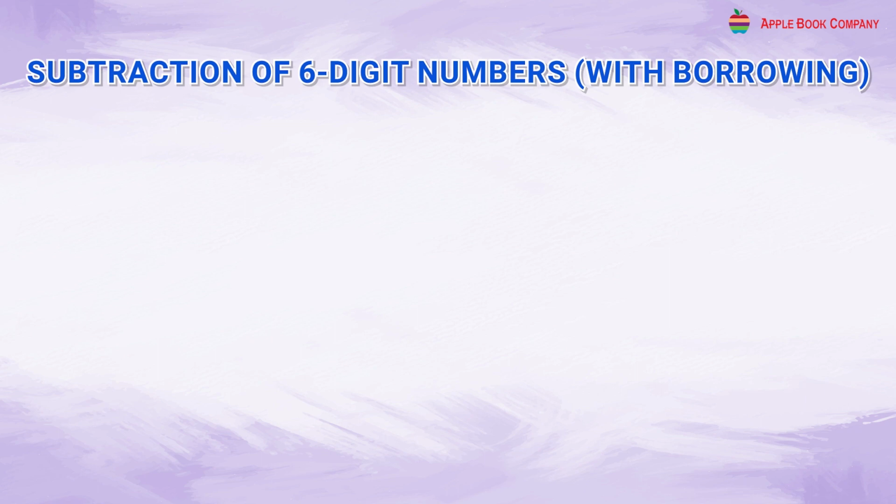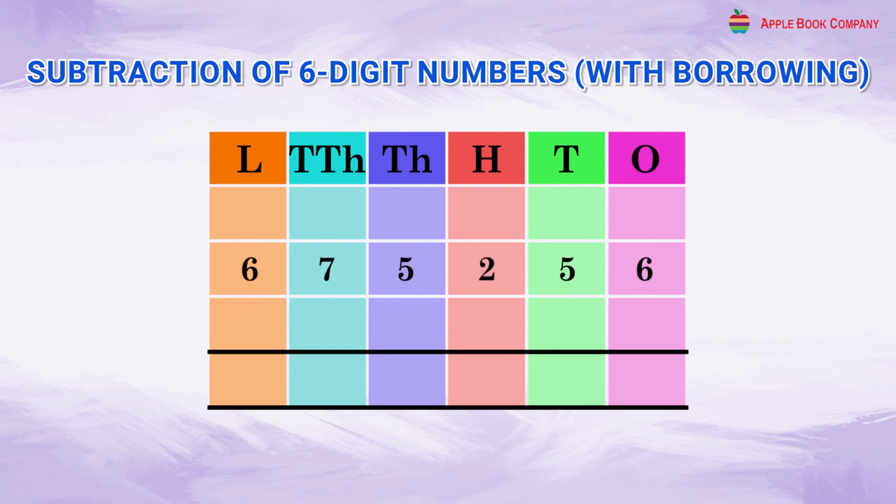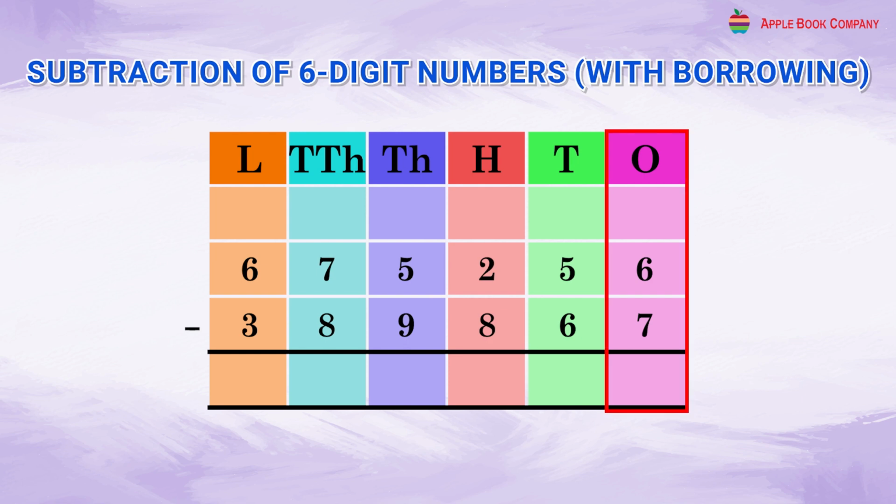Let's learn about subtraction of 6-digit numbers with borrowing. Subtract the numbers given. Place the numbers in the columns correctly. Now start subtracting from the ones place. 6 minus 7. 6 is less than 7. So let's borrow 1 from tens place. 5 becomes 4 and 6 becomes 16. 16 minus 7 is 9.